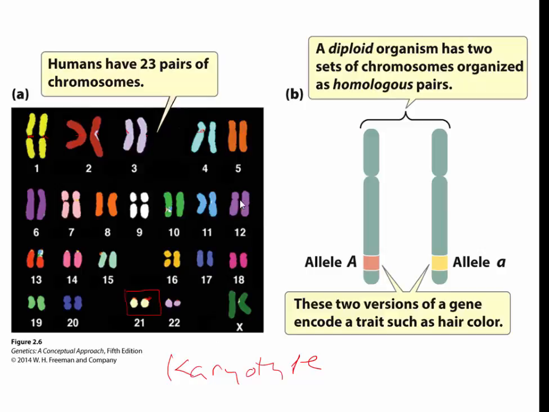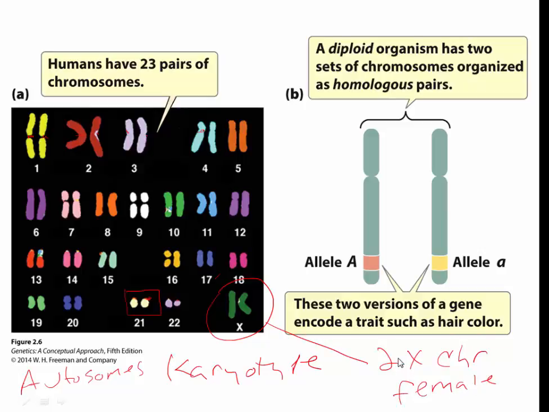These chromosomes are in pairs, so we have 23 pairs. We've got 22 chromosomes that are autosomes. Autosomes means they're not sex chromosomes. And then we've got sex chromosomes. In this case, there are 2 X chromosomes, and so this is a female. So that's the kind of info you can get from a karyotype.